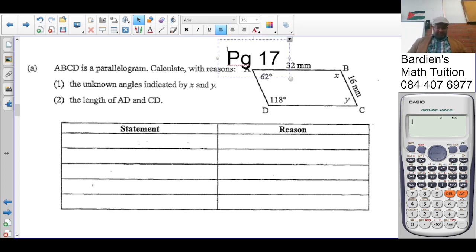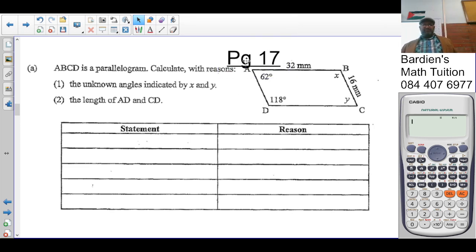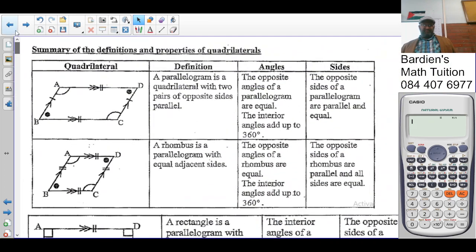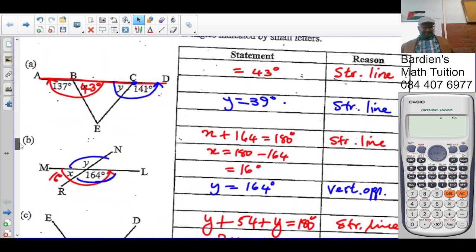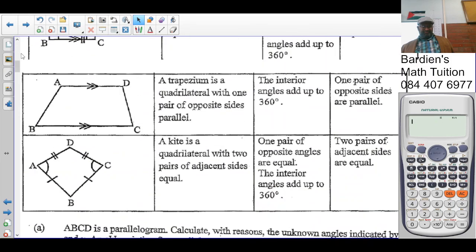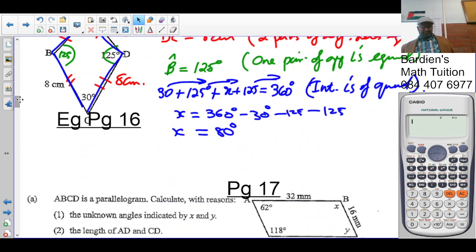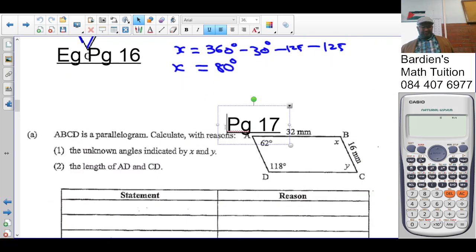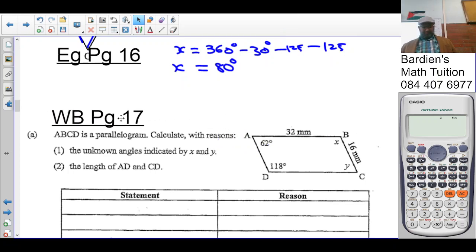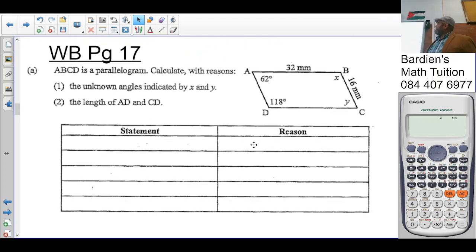Is that correct? Is this correct? You can name it workbook or something. Right, so we're on the workbook on page 17.